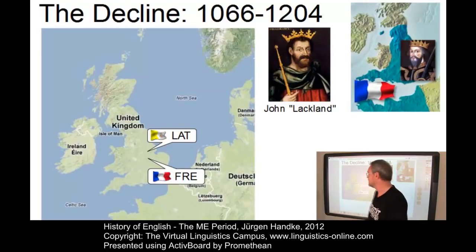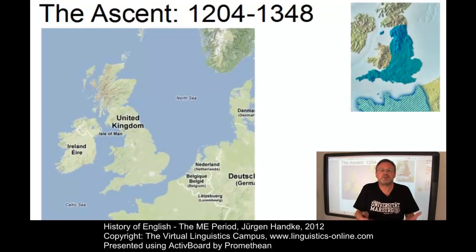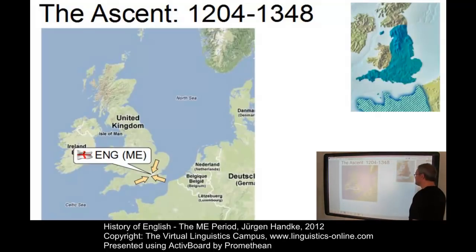And so, with this loss, the second phase began, and with this loss of Normandy came a considerable decline of interest in French and an increased interest in English. Another factor leading to the ascent of English was the growing communication among English speakers of various regions. This intercourse led to a smoothing out of the most striking dialectal differences and to the beginnings of a new standard of English based on the London dialect.